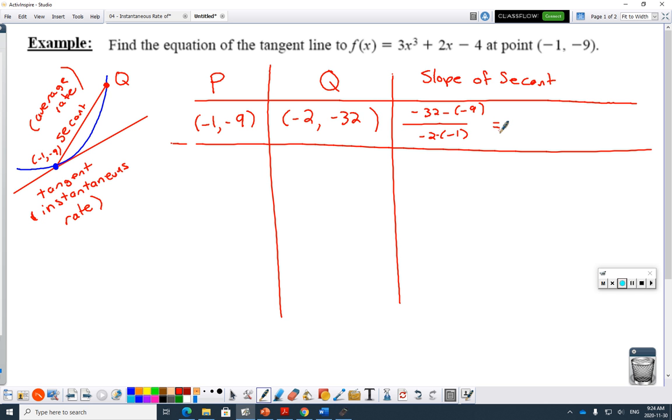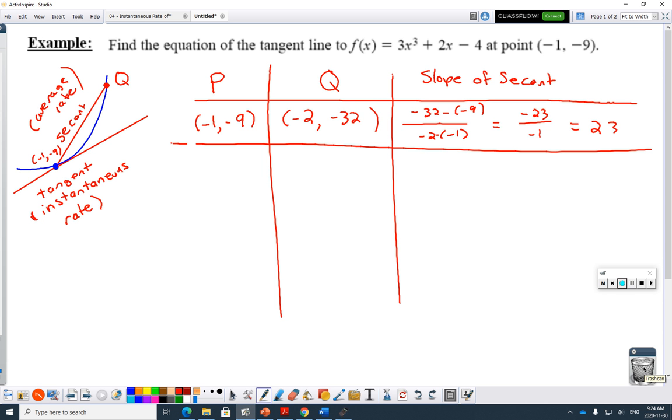Negative 32 minus negative 9 over negative 2 minus negative 1. So what I get here is negative 23 over negative 2, negative 1. I get 23. We really shouldn't write multiple equal signs per line here, but when we're doing tables, we sort of let you get away with it. We're like, okay, well, we know what you're trying to do there. So my first estimate of the slope is 23.